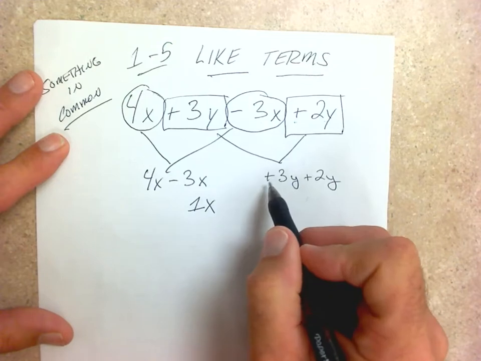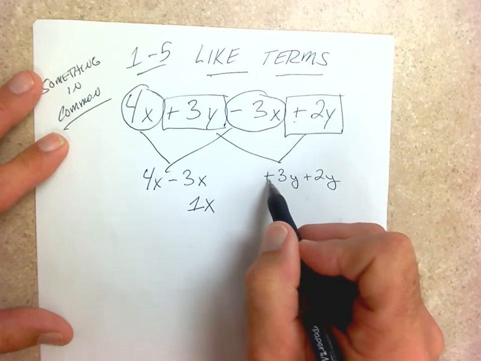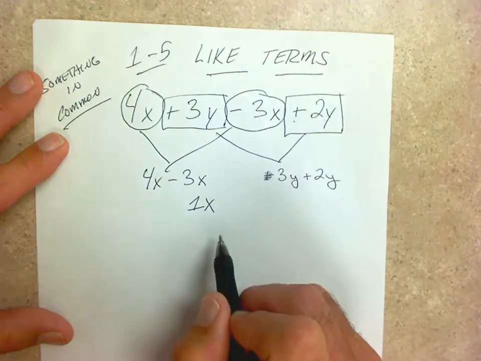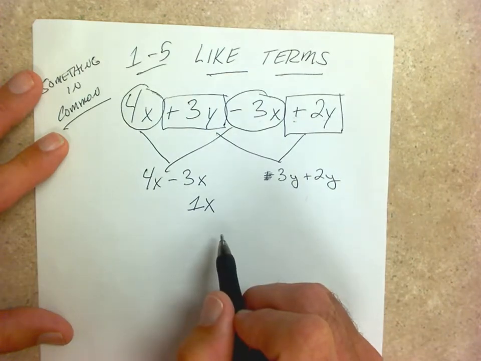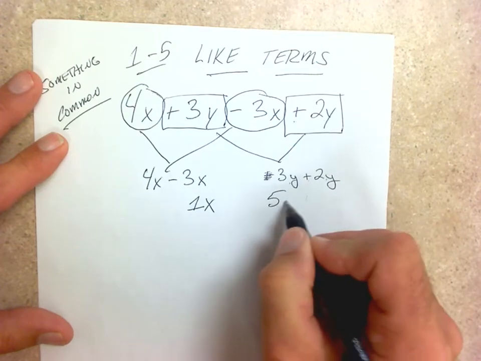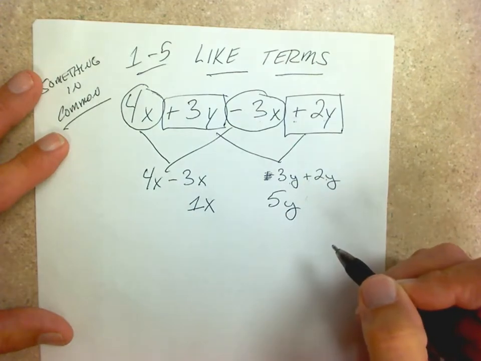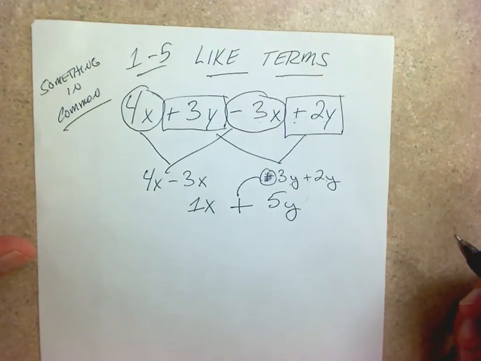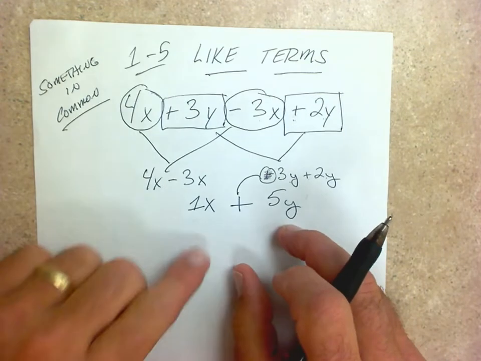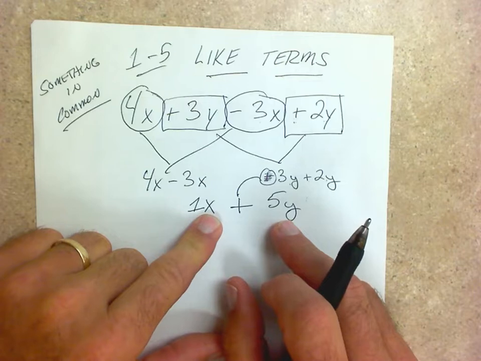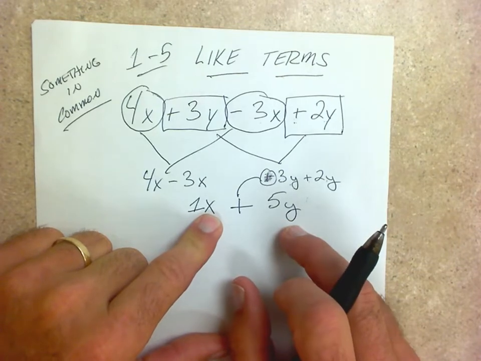Now when we get to this point, normally we don't put a little plus sign in front of something if there's nothing else. So it's not necessary, but we do need to be aware of the fact that we can use it. 3y's plus 2y's, that is equal to 5y's. We move that plus sign to the center. 1x plus 5y. These would not be considered like terms because this group has a different variable than what this does.